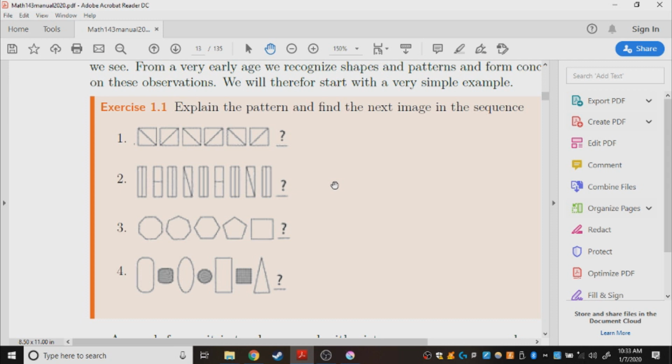And can we explain what it is and use that to find the next picture hiding behind the question mark? What is the pattern if you have to explain it? Just in words, and whatever words you want to use. It seems to be something with the diagonals. They go this way, this way, this way, this way, this way, this way. So the next one is top left to bottom right.